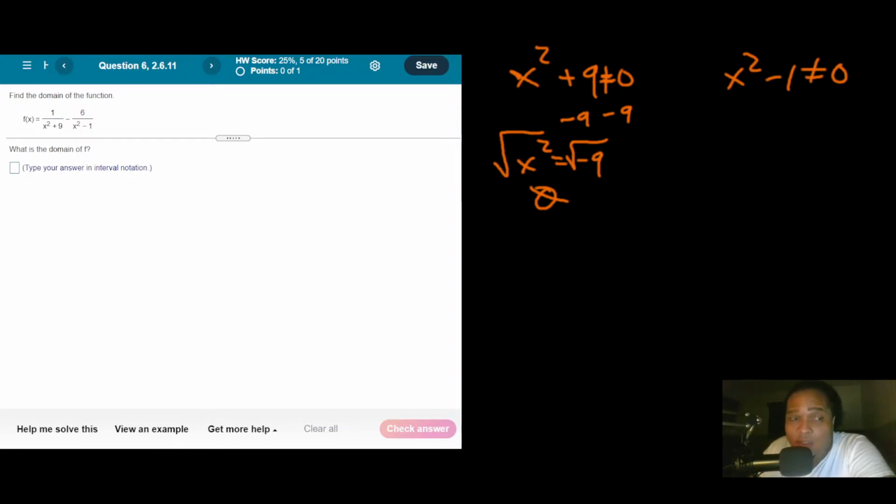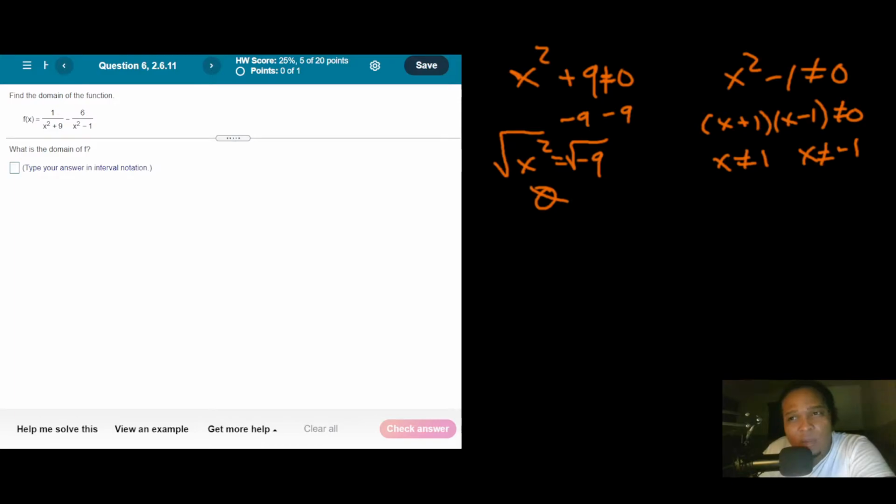When you add 9, it's never going to be 0. So you can plug whatever you want into the first fraction. What about this over here? x squared minus 1, if you remember, can be factored. You get (x plus 1)(x minus 1). Remember the difference of squares? So you get x equals 1 and x equals -1. And remember, we're going to put slashes, so x cannot be equal to those two numbers.